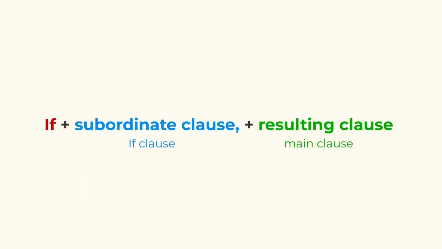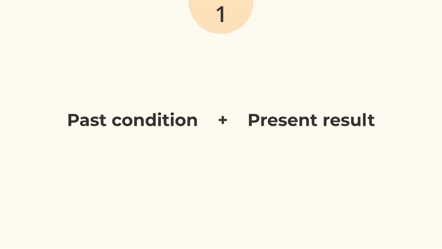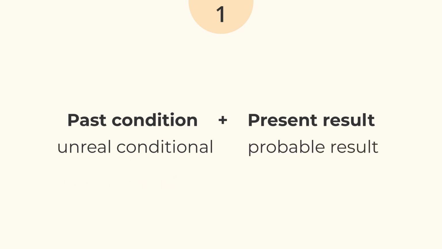When we talk about mixed conditionals, it would be better to keep in mind the structure of conditional sentences: if plus subordinate clause plus resulting clause. Number 1. Past condition plus present result. This type presents an unreal condition in the past and its probable unreal result in the present.